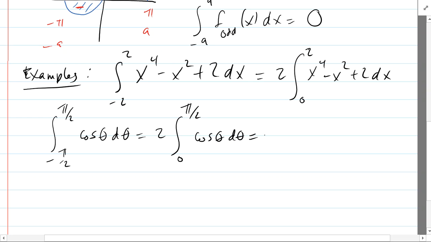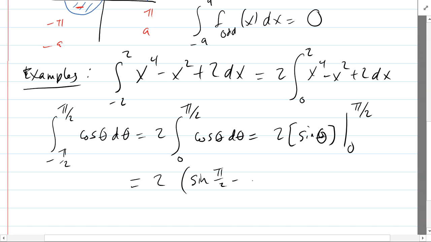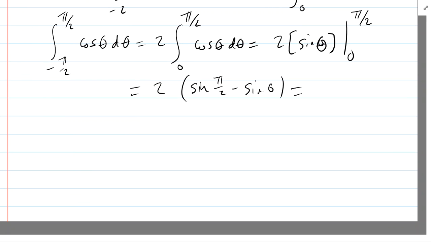Is that going to be so much easier, because what's the integral of cosine? Sine, so does it become 2 times sine of theta evaluated from 0 to pi/2? And what's that equal? It's going to equal 2 times sine of pi/2 minus sine of 0. What is sine at pi/2? That's 1. What's sine at 0? That's 0. So does this equal 2?